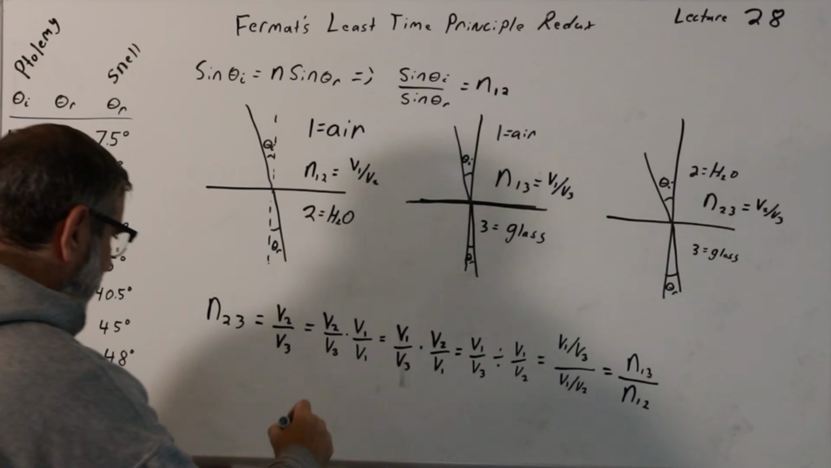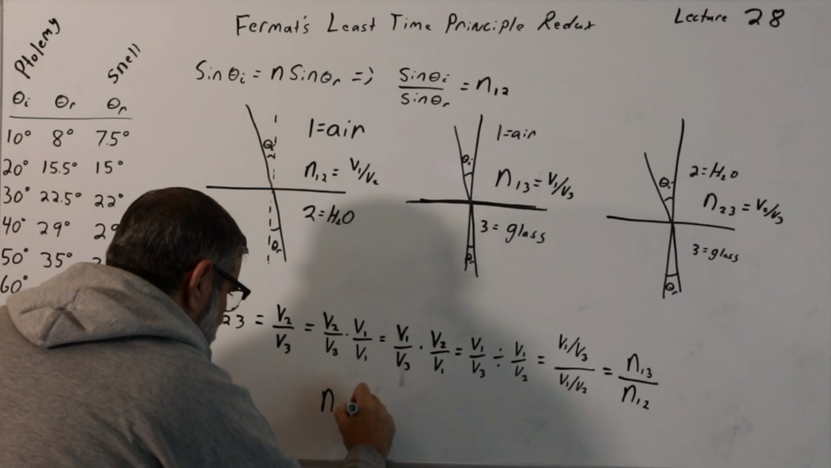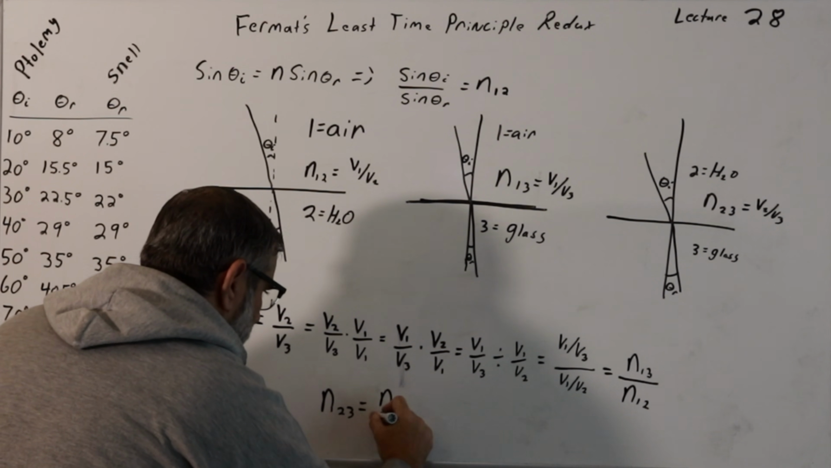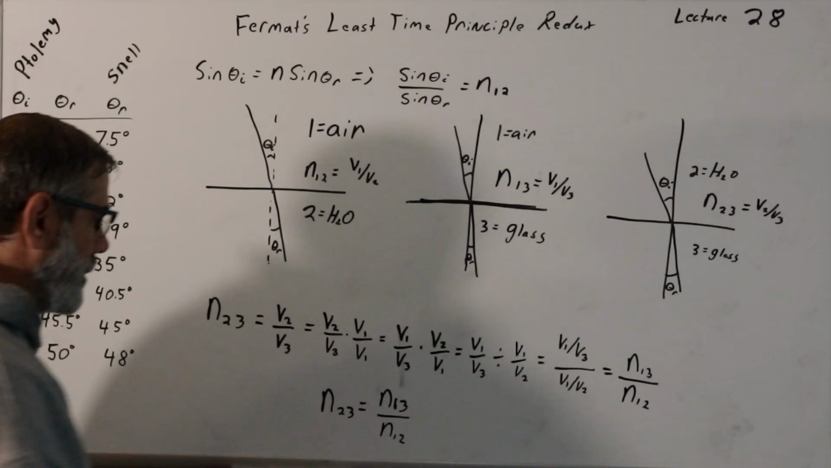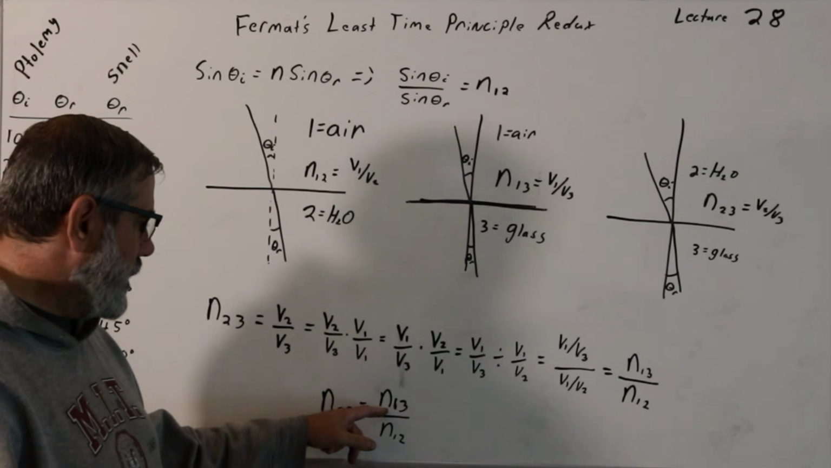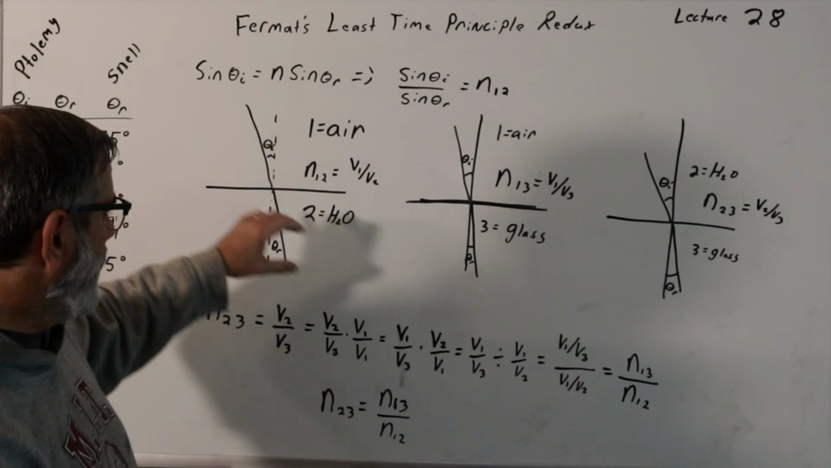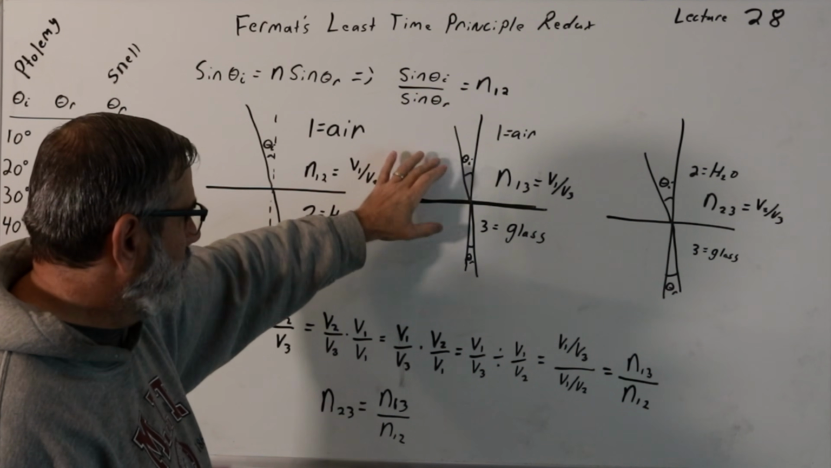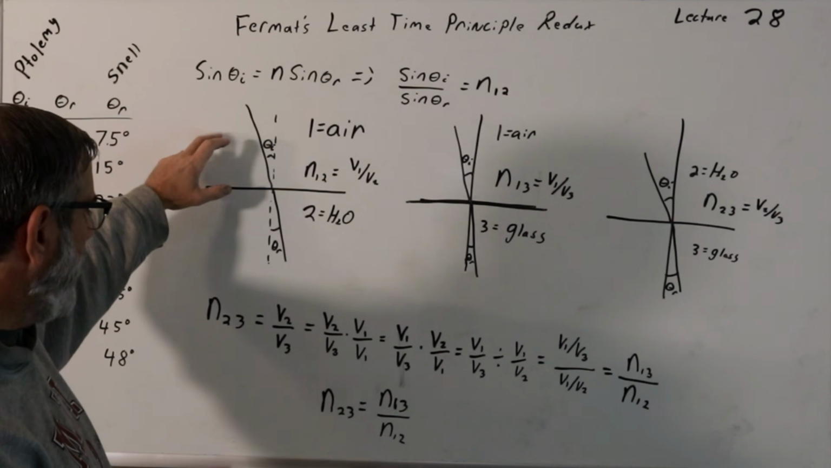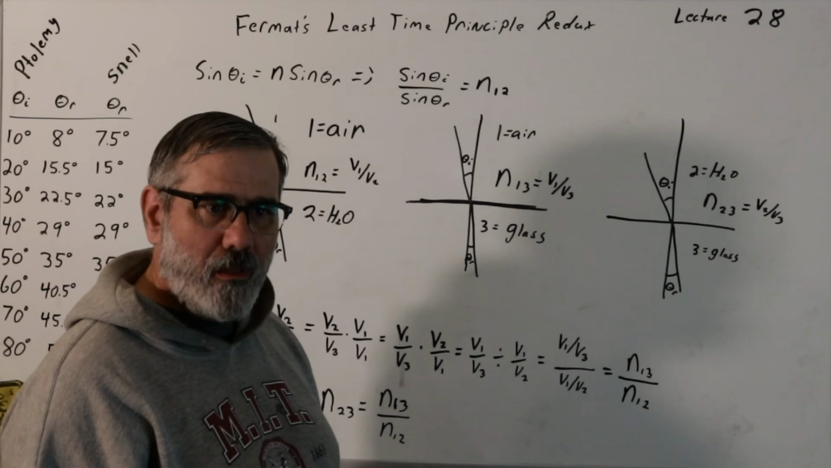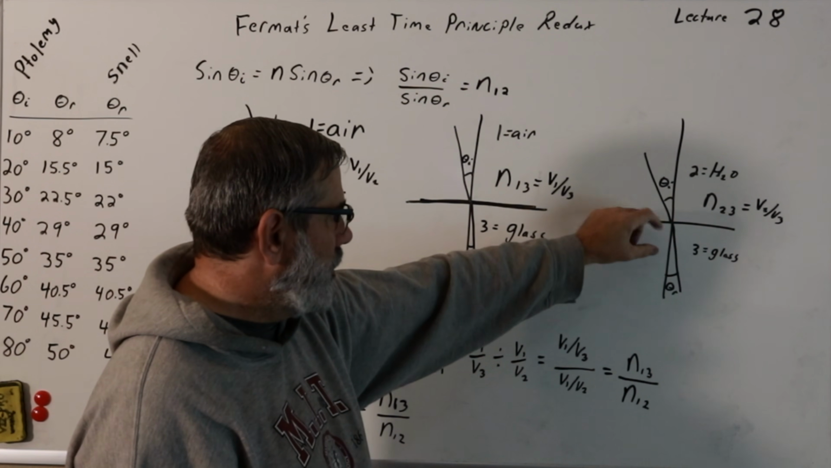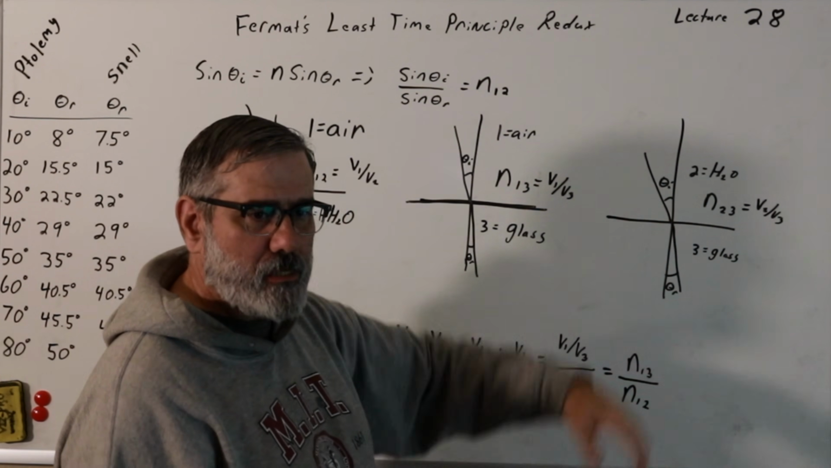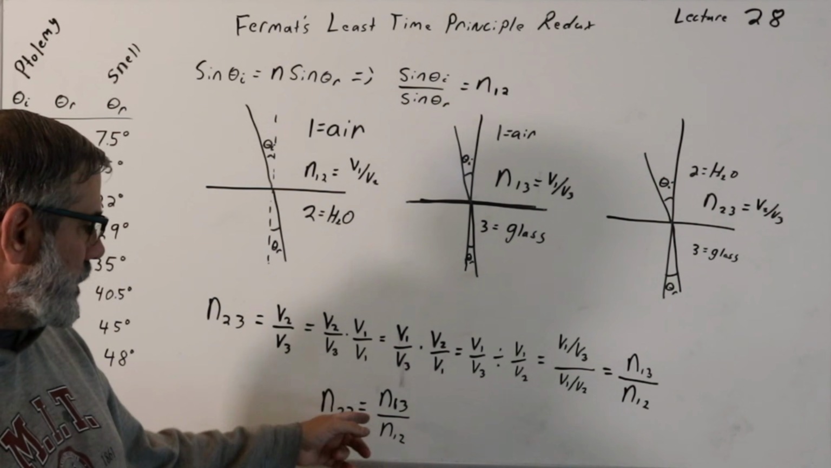And so what do I have in the end? I have this relationship, which we did not have under just Snell's law, that N23 is equal to N13 over N12. Which means that if I know the index of refraction N13 when I go from air to glass, and I know what it is when I go from air to water, then I can predict what the index of refraction is going to be, or really the ratio of these signs, for water to glass, which I could not do before. So it falls out directly from that.